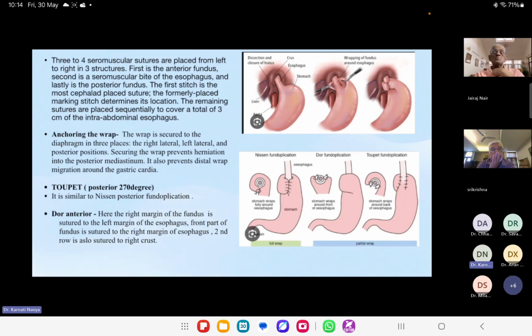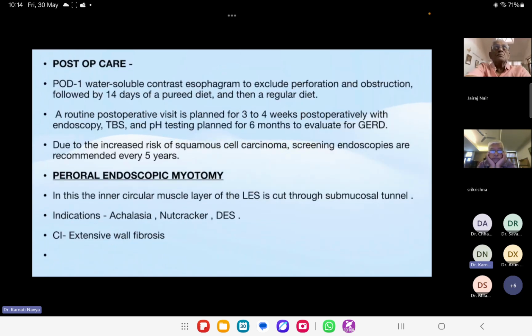The Dor anterior procedure: here the right margin of the fundus is sutured to the left margin of the esophagus, and the front part of the fundus is sutured to the right margin of the esophagus. The second row is also sutured to the right crus. This is basically an anterior fundoplication. The greater curvature is brought anterior to the esophagus and sutured with the right crus of the diaphragm.